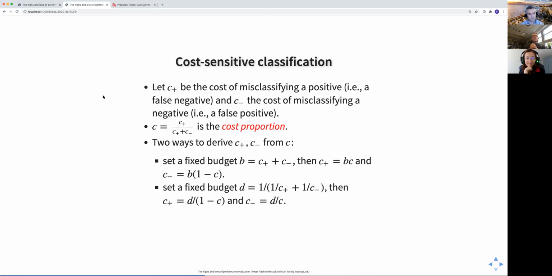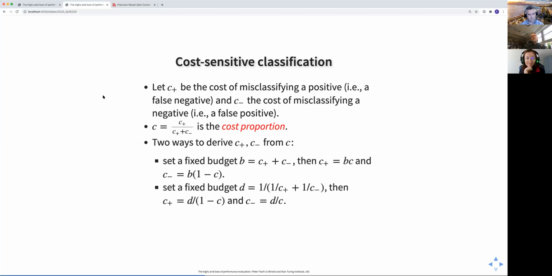Now, it's natural to define a number between 0 and 1, C, as the cost proportion. So it's the cost in euros or in pounds or whatever of misclassifying a positive divided by the cost in the same unit of misclassifying both the positive and the negative, okay? So that fixes 1 degree of freedom. So we still have another degree of freedom.